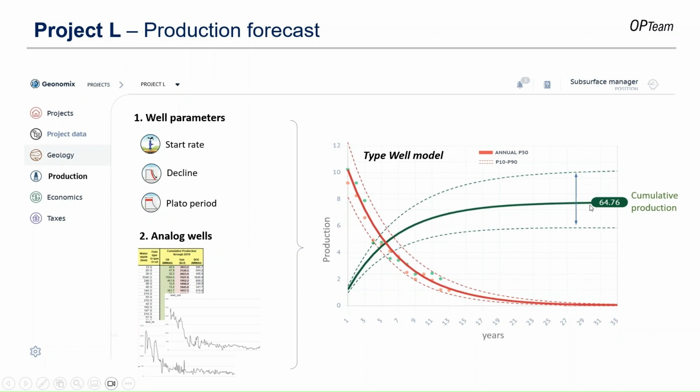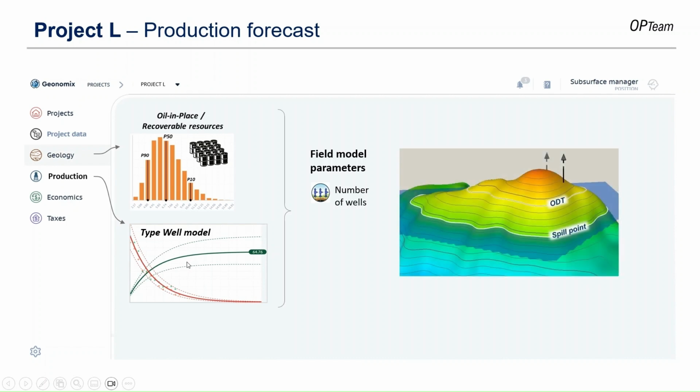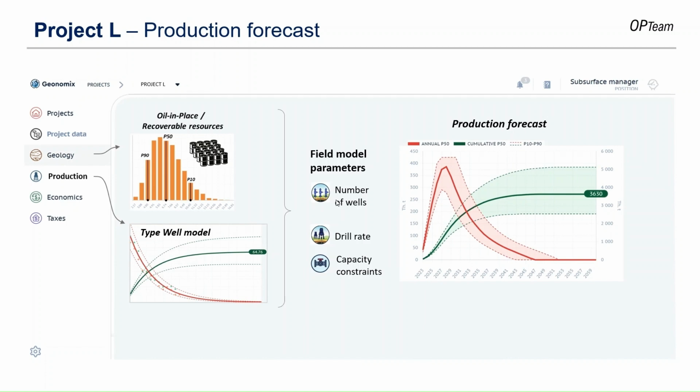Next, we scale up the type wells to the full field development level. We bring in recoverable volumes from the geological module and apply the defined well types. Then we calculate how many wells are needed to produce those volumes. With drilling rates and capacity constraints set, we model the field development using probabilistic methods. The result is a stochastic production forecast, thousands of scenarios capturing possible field development outcomes. These forecasts then feed into the economics.